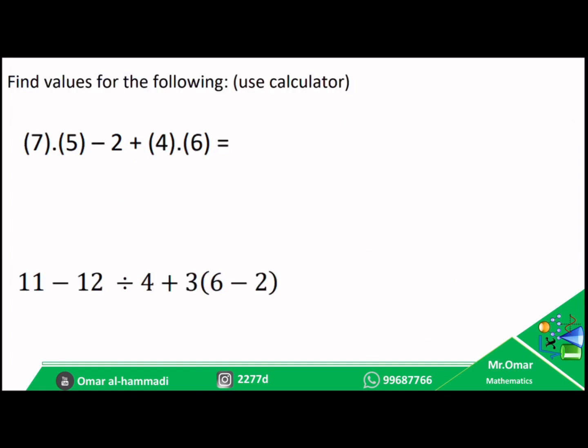Find values for the following. Use the calculator. When we use the calculator, it's easy for us. We can do it immediately by inserting in the calculator 7 multiplied by 5 minus 2 plus 4 multiplied by 6, and it will give us immediately the result. 7 multiplied by 5 minus 2 plus 4 multiplied again by 6 will give us 57. Also the same thing for the other one. It's easy by using the calculator.